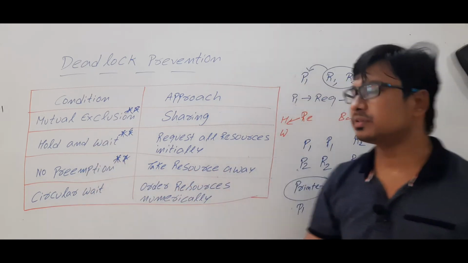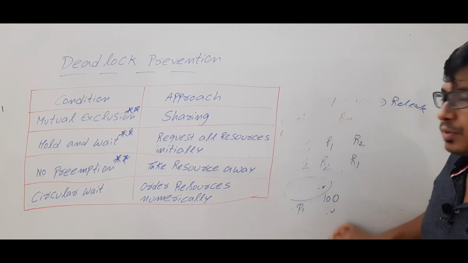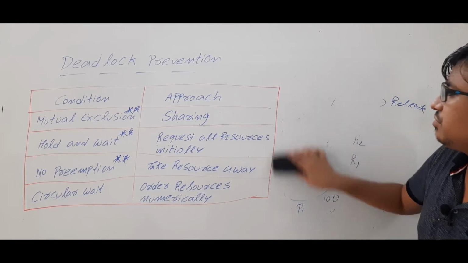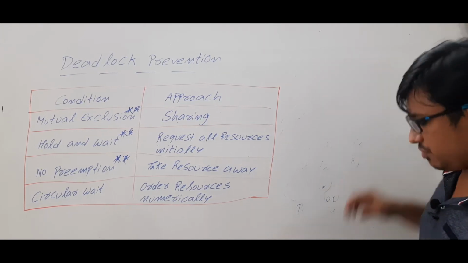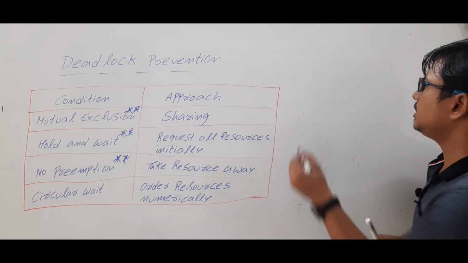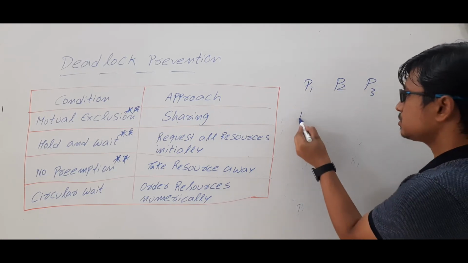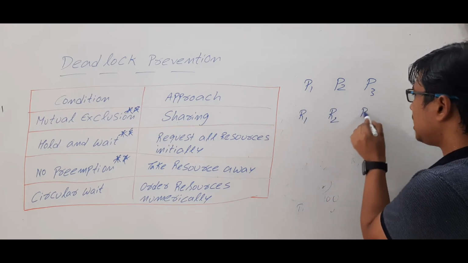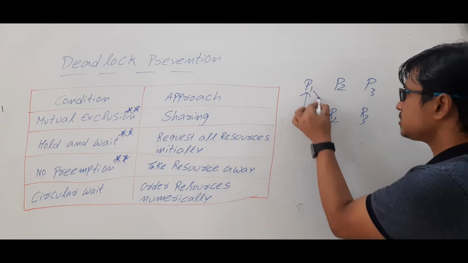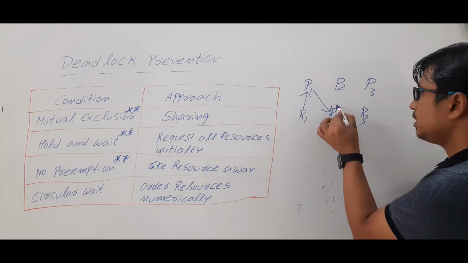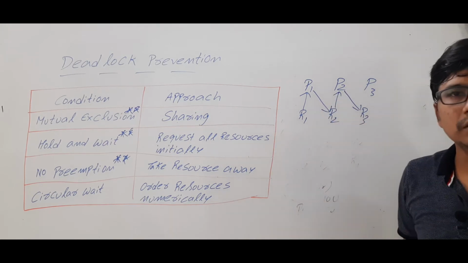Now we will discuss circular wait. What is meant by circular wait? Process P1 is waiting for process P2, and process P2 is waiting for process P1, so there is a circle. Now let me explain with a simple concept. Let's take three processes P1, P2, P3 and three resources R1, R2, R3. Resource R1 is with process P1, and process P1 is requesting resource R2. Now resource R2 is with process P2, and process P2 is requesting resource R3.